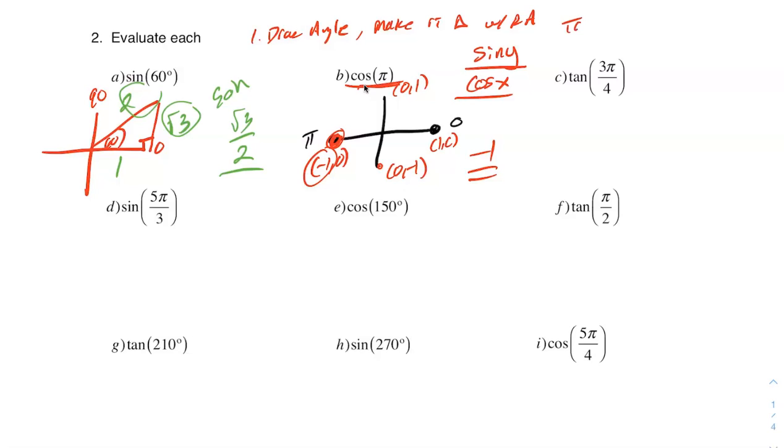And then if you wanted tan, by the way, tan is sine over cosine. So in this case, that would be y over x. Because tan is sine over cosine. So that's how that one works.